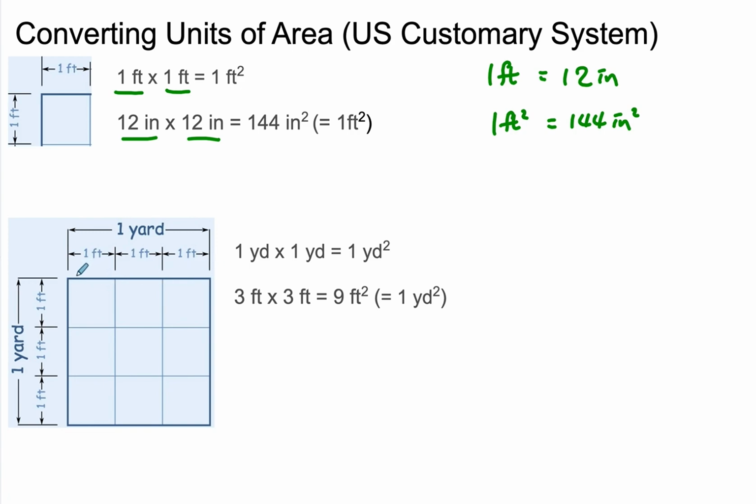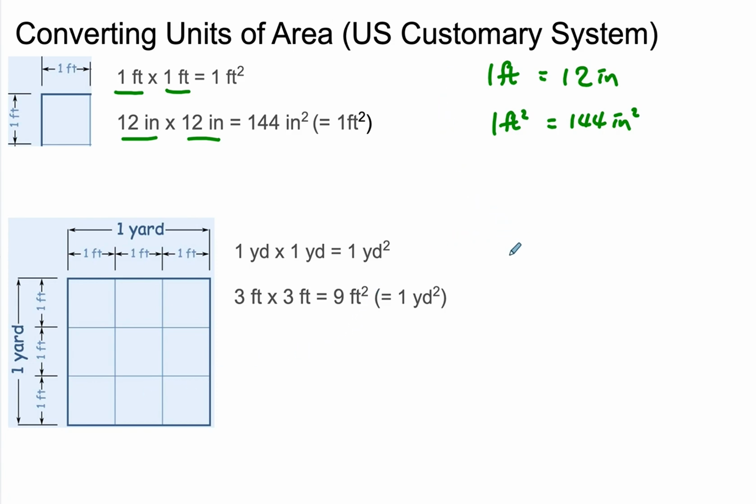So we have 1 yard by 1 yard. In that, how many square feet are there? We know that 1 yard is 3 feet and another 1 yard is 3 feet, right? So the area is 1, 2, 3, 4, 5, 6, 7, 8, 9 square feet.